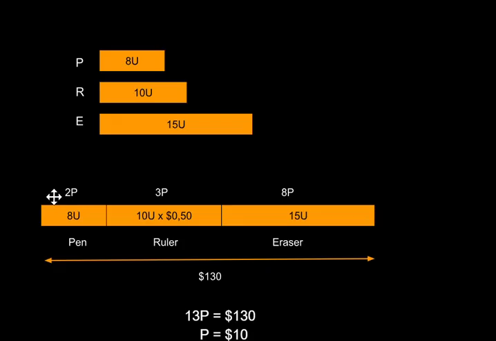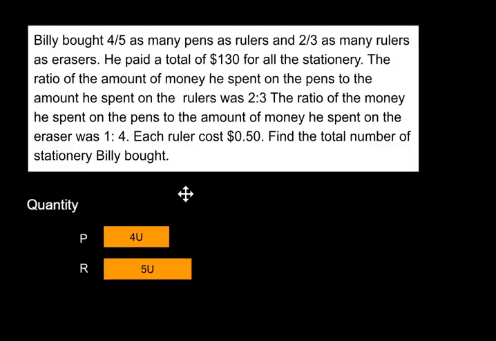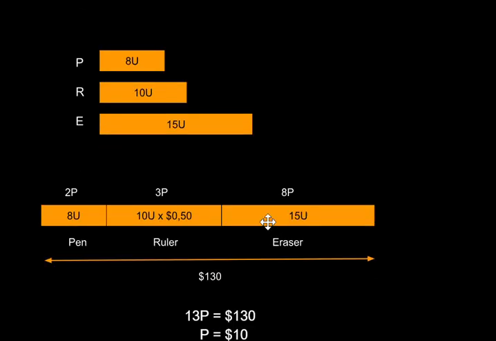So I just call it 2 parts. I call this 3 parts. Okay, so this is the total money that he spent, 2 parts and 3 parts. Next, the ratio of the money that he spent on the pen to the money that he spent on the eraser is 1:4. So actually the money he spent on the eraser is 4 times the pen. So let's look at it. Pen is 2p. The money that he spent on the eraser must be 8p, because it's 4 times.